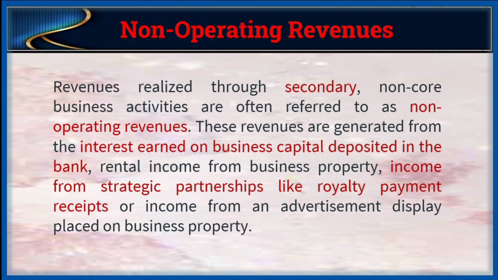Non-operating revenues. Revenues realized through secondary, non-core business activities are often referred to as non-operating revenues. These revenues are generated from the interest earned on business capital deposited in the bank, rental income from business property, income from strategic partnerships like royalty payment receipts, or income from an advertisement display placed on business property.